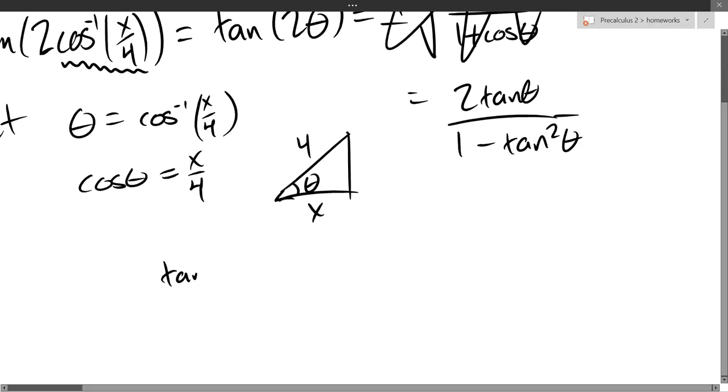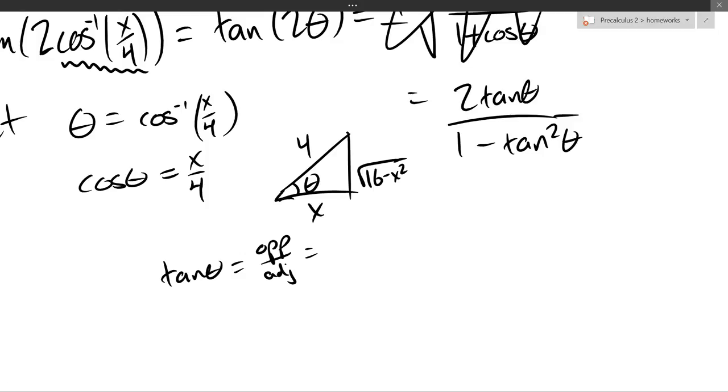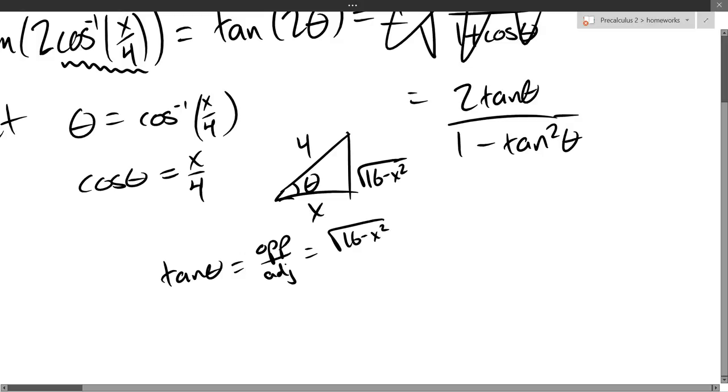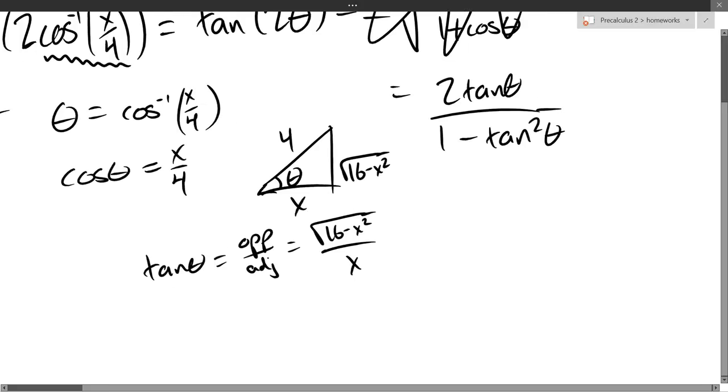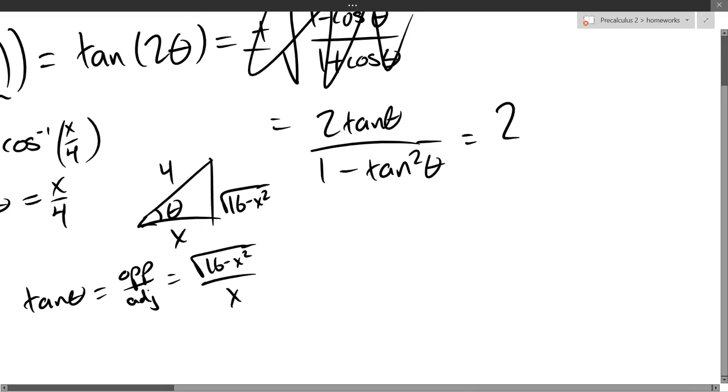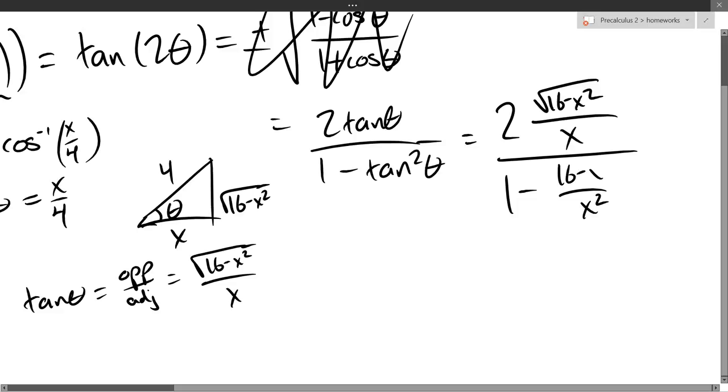All right, tangent, I'm using SOHCAHTOA, although I didn't say it. So tangent is opposite over adjacent. Uh-oh, what's our opposite side? Yep, so it'll be the square root of 16 minus x squared. You go Pythagorean theorem, the two sides squared added up equal the other side squared, so you just solve it for the opposite side there. So we got opposite square root of 16 minus x squared over adjacent, which is x. Now I just have to very carefully put that into here. So we have 2 square root 16 minus x squared over x, over 1 minus, now I'm going to go ahead and square this right here. So we get x squared on the bottom and 16 minus x squared on top.